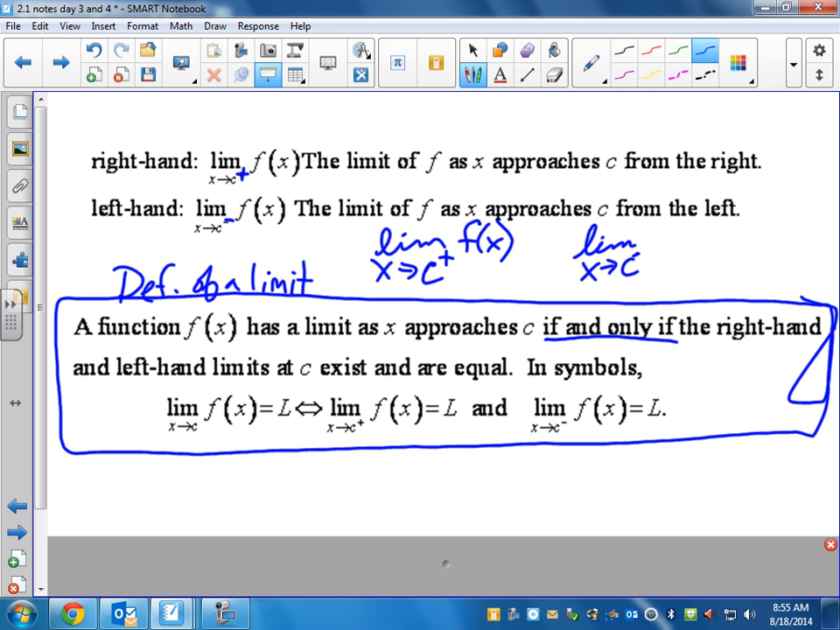So you have to check, if you're making a table and you're finding the limit as x approaches 1, you would have to check 0.9, 0.99, 0.999, and you'd also have to check 1.1, 1.01, 1.001. You have to check from both sides. Graphically, it's super easy because you can just think about following the graph coming from both sides and making sure that they equal each other.